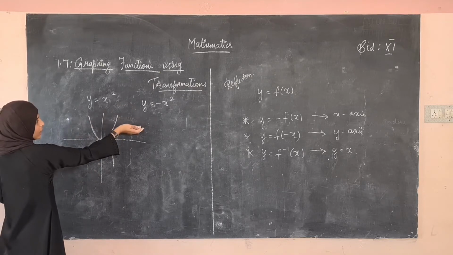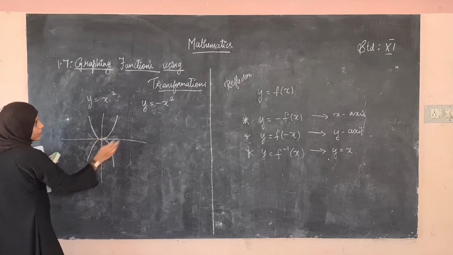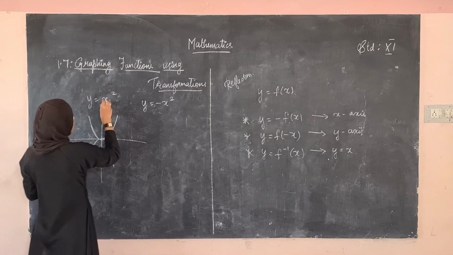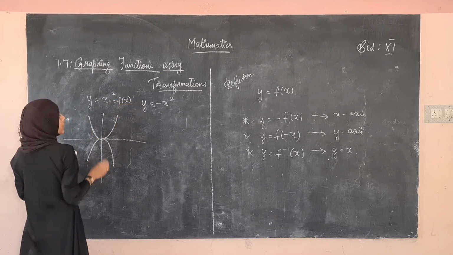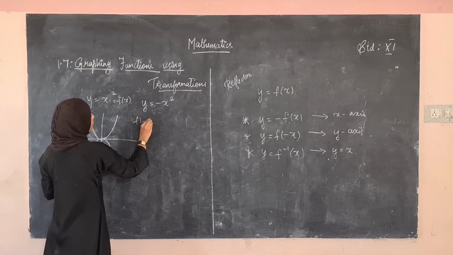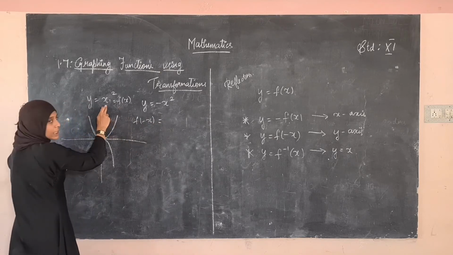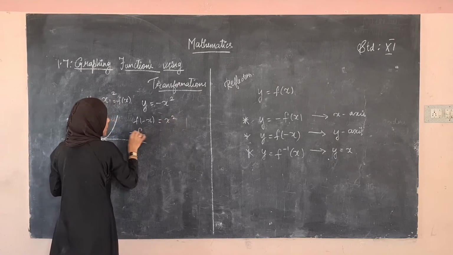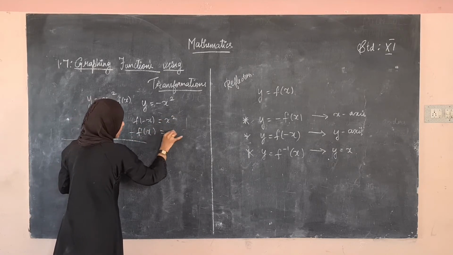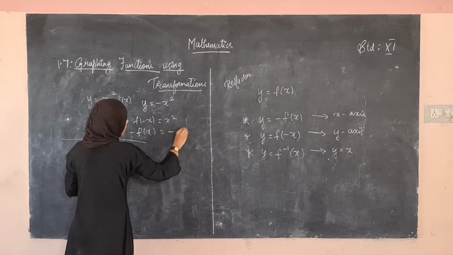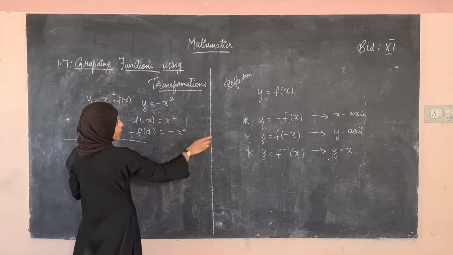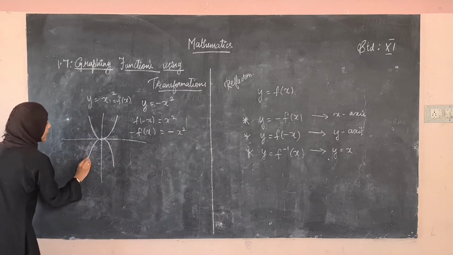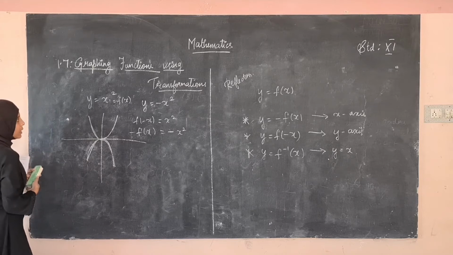See here, it is reflected over the x-axis, because the condition used is y is equal to minus f of x, minus into f of x. This is f of x, right? See what is f of minus x here? F of minus x, instead of x we substitute minus x, so minus x the whole square becomes x square. What is minus f of x? Minus f of x value is x square. This is what they have given here, right? The condition used is y is equal to minus f of x, so it is reflected over the x-axis.